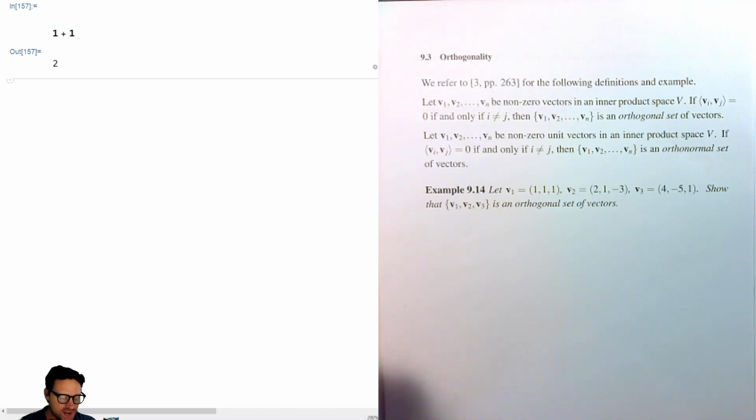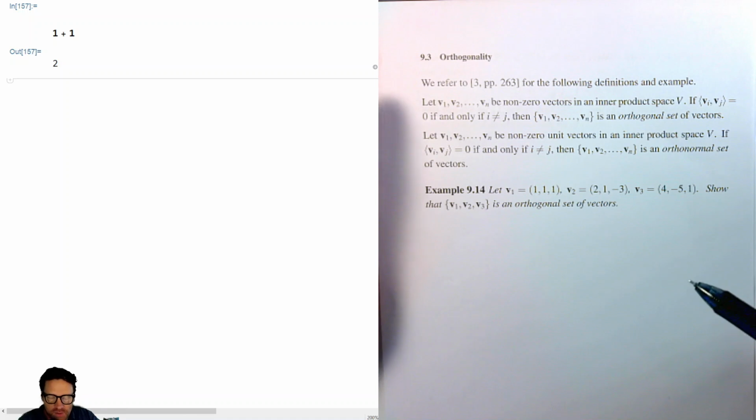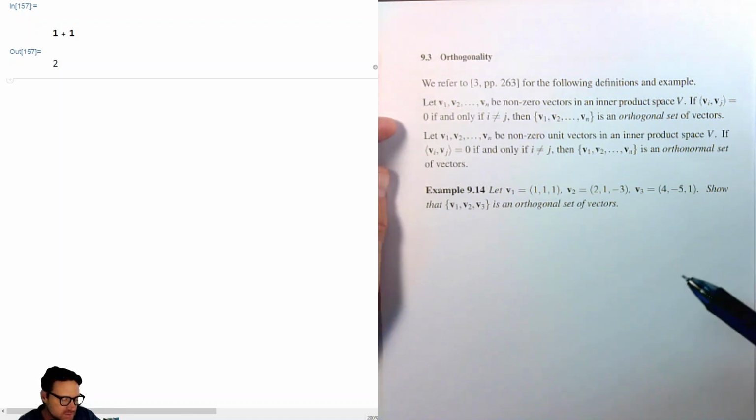Welcome! So now we're going to look at orthogonality. And remember that this is with respect to an inner product. In many cases that inner product happens to be the dot product.